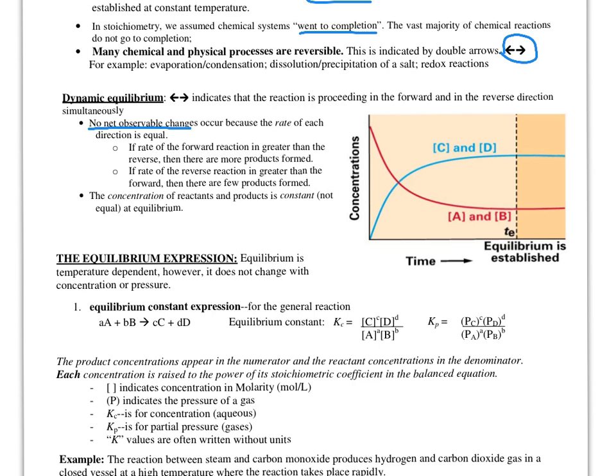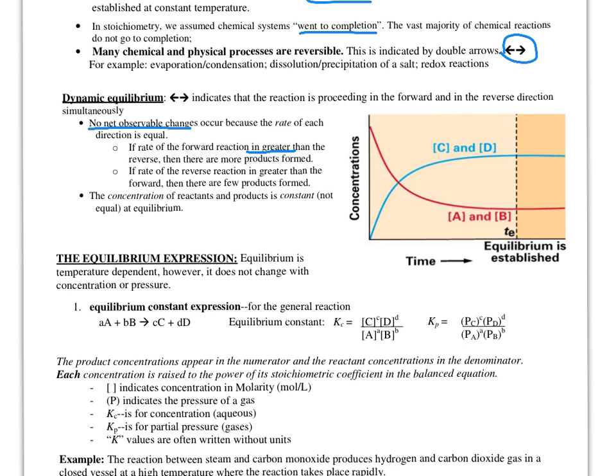If the rate of the forward reaction is greater than the reverse, then we would consider our products to be more favorable, or we would see more products being formed. If the rate of the reverse reaction is greater than the forward, then obviously we would have fewer products being formed. So the greater the rate of the forward reaction typically tells us that we would be more product favored versus reactant favored. We'll talk about those terms a little bit more.